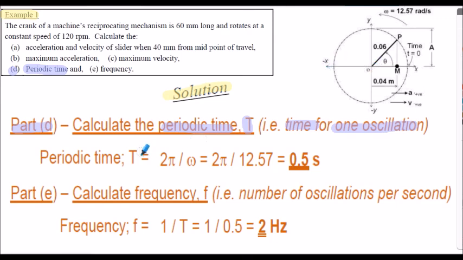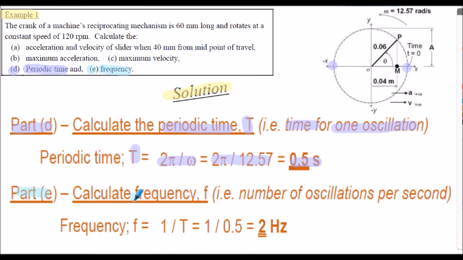So capital T, periodic time, the formula is 2 pi divided by omega. We know omega is 12.57, so 2 pi divided by 12.57. So 0.5 seconds. It takes half a second for point M to move from the right hand side here to the left hand side and then back again.